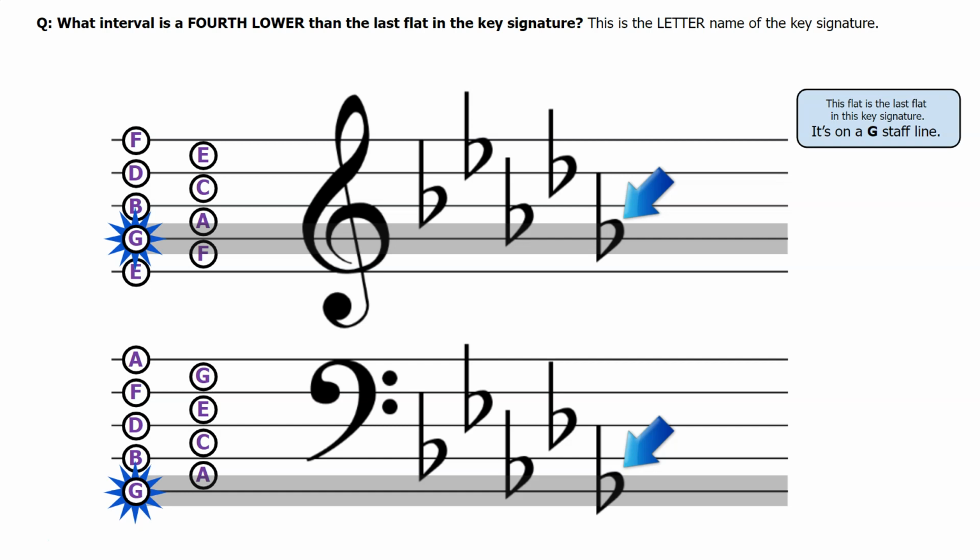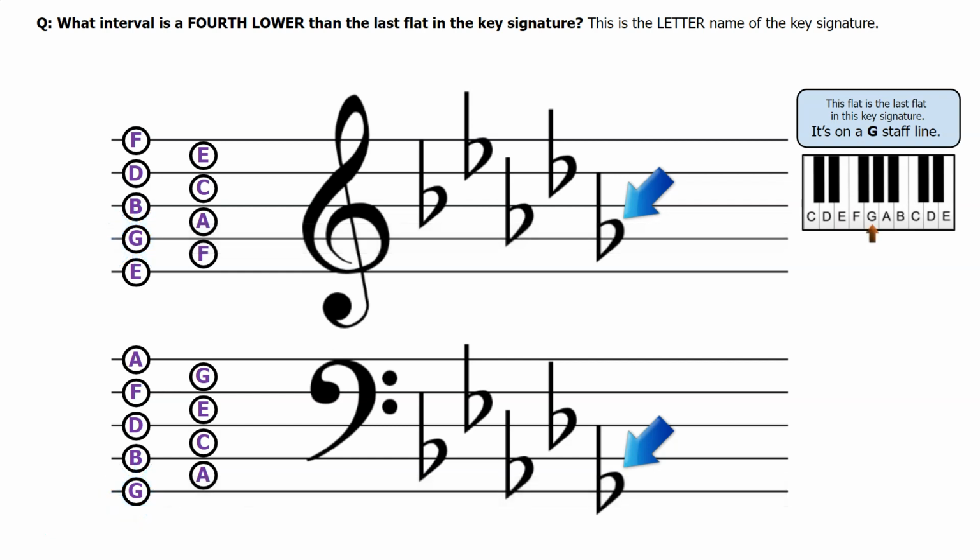To help us find a fourth lower than this, let's first find this letter name on the piano keyboard. There's a G. We'll use that one. The distance between two pitches in music is called an interval. To find the interval of a fourth lower, we count the music alphabet letter names in reverse, or to the left on a piano. And in music, we always count the starting pitch as pitch number 1.